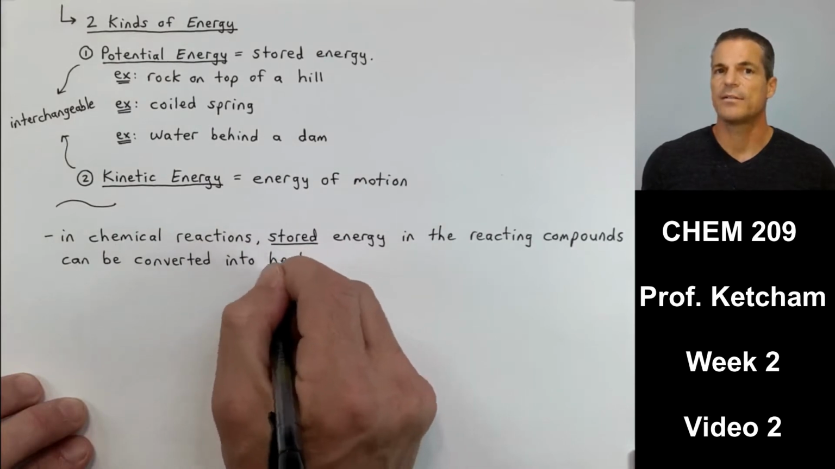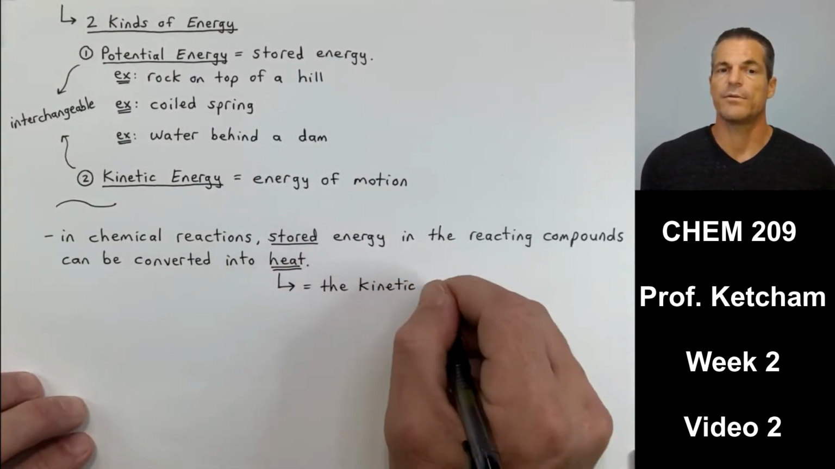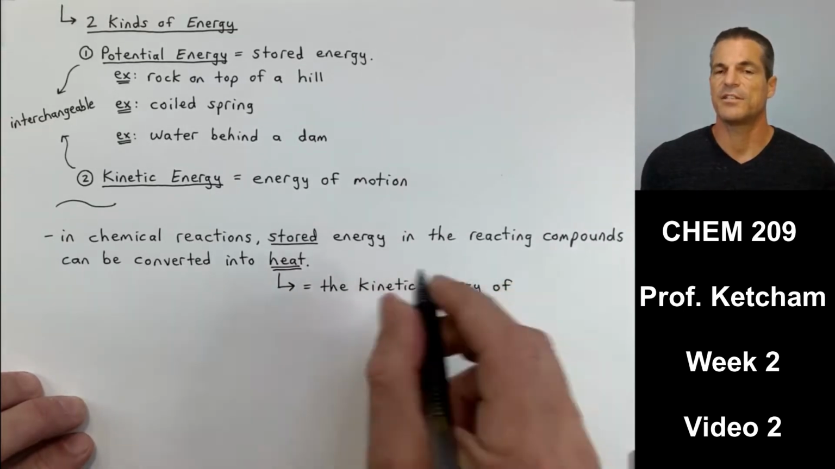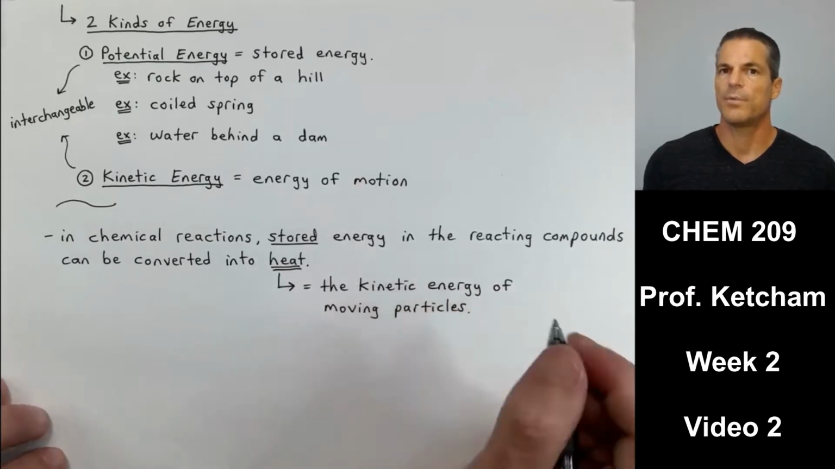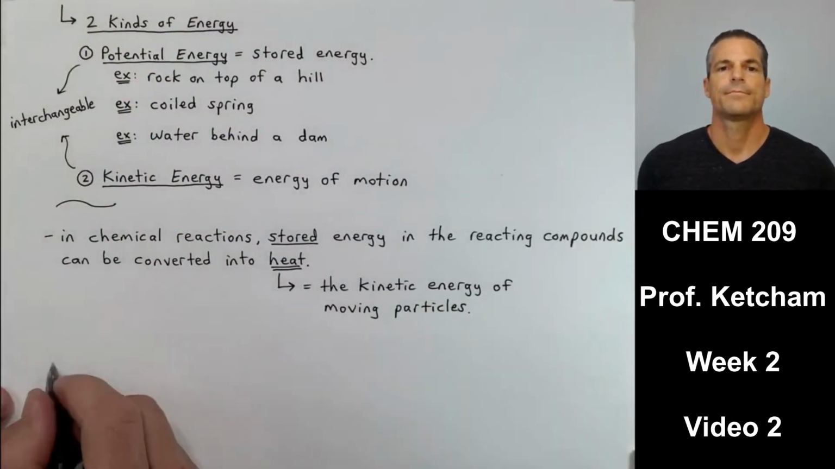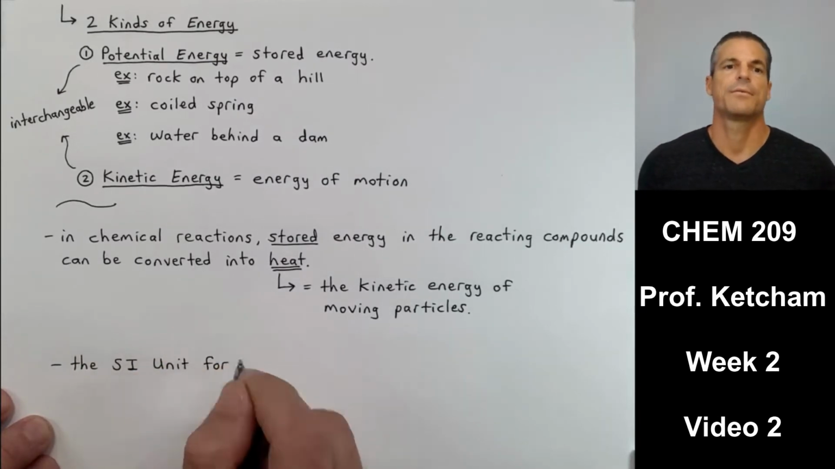Now, in chemical reactions, stored energy, or potential energy, in the reacting compounds can get converted into heat. All right? Now, heat, I'm finally going to define heat for you. Recognize that its definition is different than temperature's. Heat is the kinetic energy of moving particles. And these particles are moving in one direction or another.